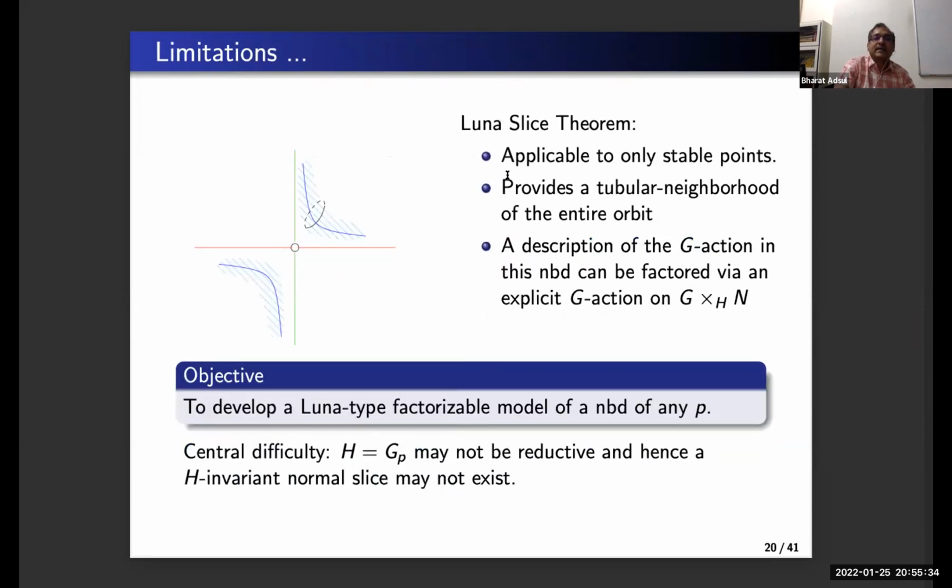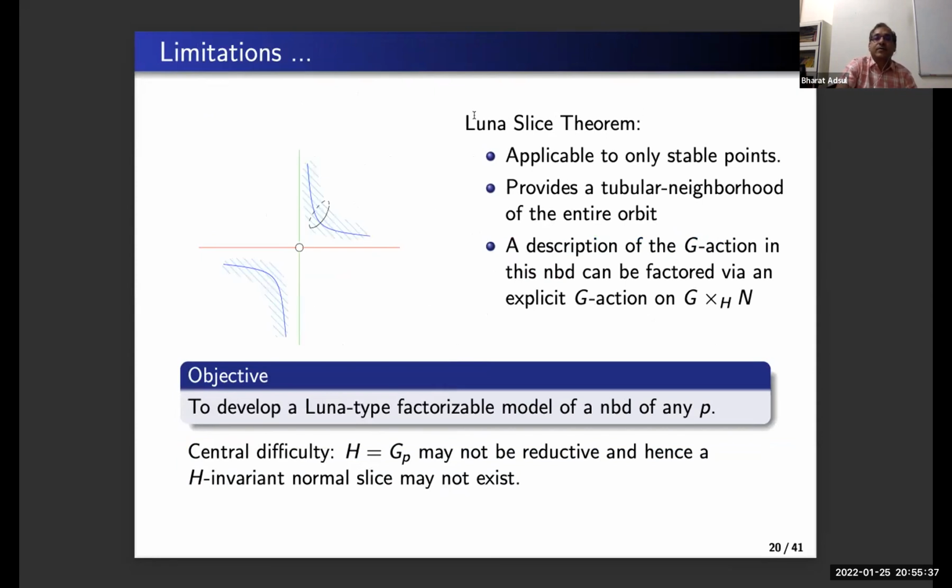Let's review what we have. We have this Luna slice theorem, and if I have a closed orbit, then the Luna slice theorem provides a tubular neighborhood of the entire orbit. That's one important thing. And there is a description of the G action in this neighborhood, which can be factored via an explicit G action on the associated construction. So we saw that there is this isomorphism between the neighborhood of G mod H here and the neighborhood of the orbit in the vector space. The action in the ambient space V, in the neighborhood of the orbit of P, can be understood just via this action.